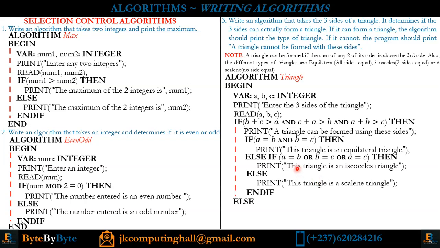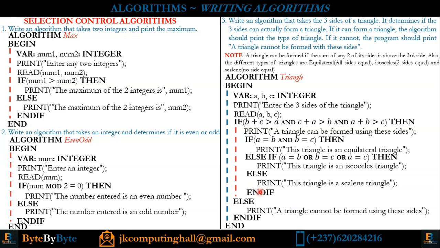So you see that this is the indentation I was talking about. All this block is only inside this first if, the condition that specifies a triangle can be formed. Because if a triangle can be formed, then we proceed to determine the type. Else, meaning that a triangle cannot be formed, I simply print "A triangle cannot be formed using these sides." Then I end if and I end. From these two lines, you clearly see which particular block is under which.